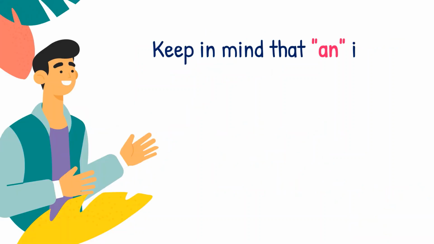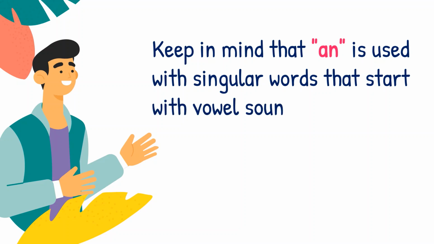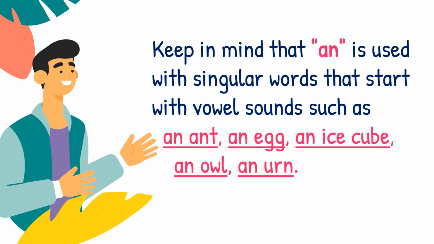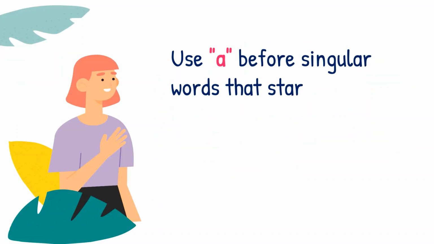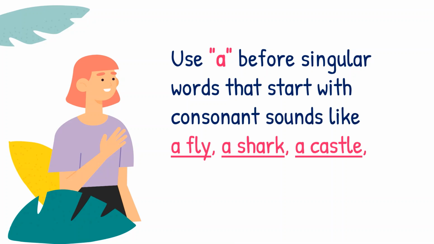Keep in mind that an is used with singular words that start with vowel sounds such as an ant, an egg, an ice cube, an owl, an urn. Use a before singular words that start with consonant sounds like a fly, a shark, a castle, a race, and a bug.